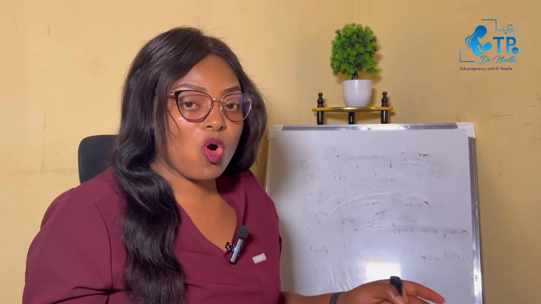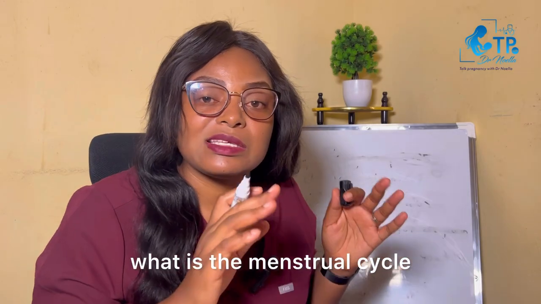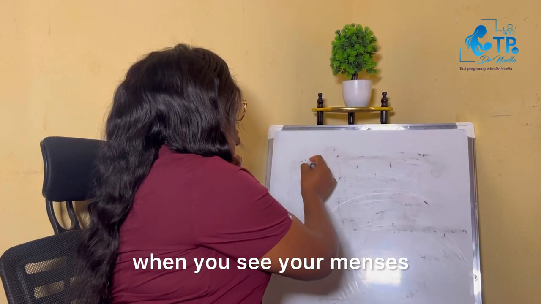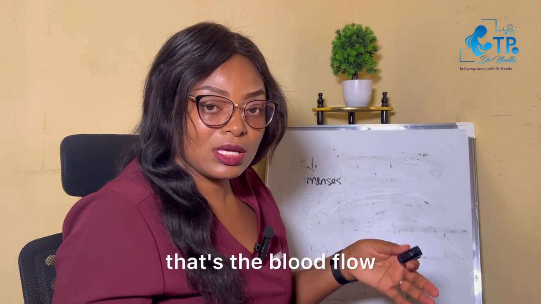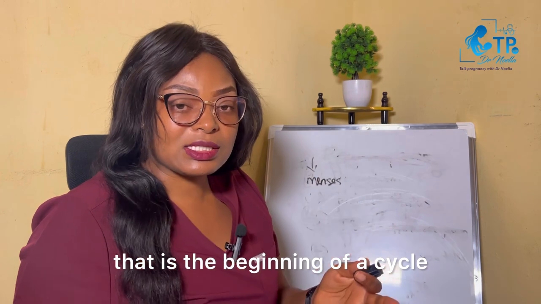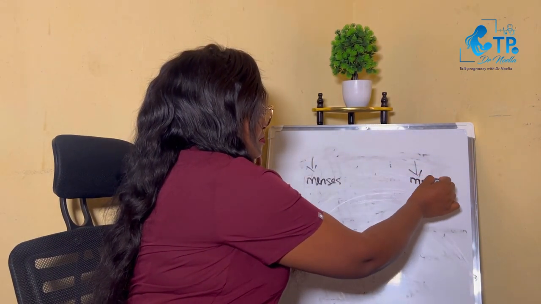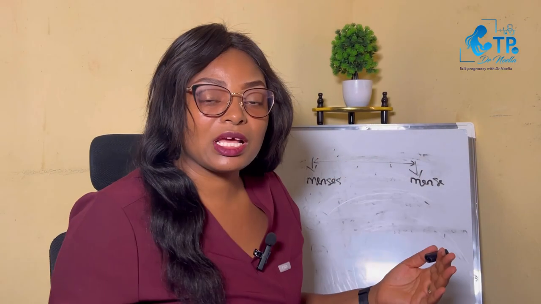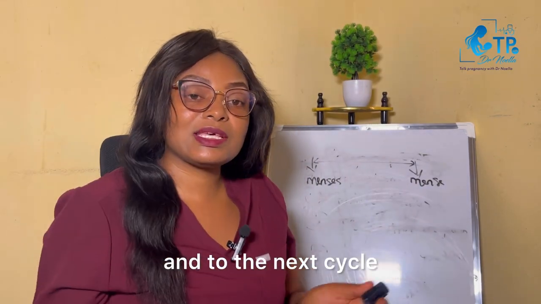For your menses to occur, what happens? There are two main things that have to happen. First thing is, what is the menstrual cycle? Your menstrual cycle starts from when you see your menses. Let's say you see your menses today, that's the blood flow. If you see it today, that is the beginning of a cycle, till the next menses. So this is your cycle. This is what they call the menstrual cycle. So the cycle is from when you see your menses today to the next menses.